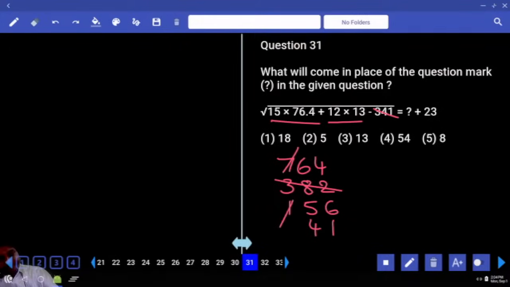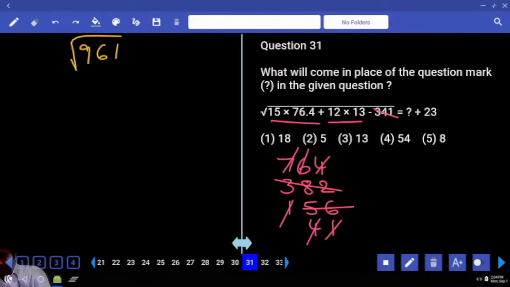700, 100. 60, 40. Total 4 plus 56. 60 plus 1. Under root of 361. And then right hand side we have 23. That comes to left hand side. Answer 8.